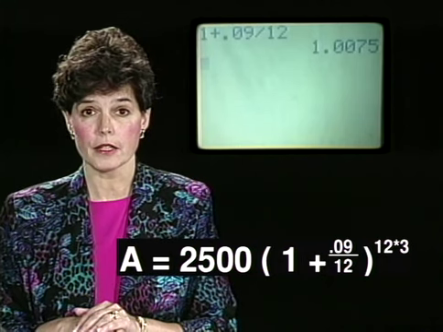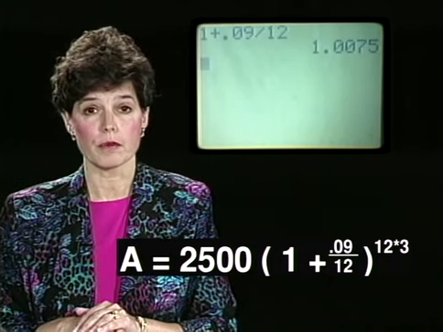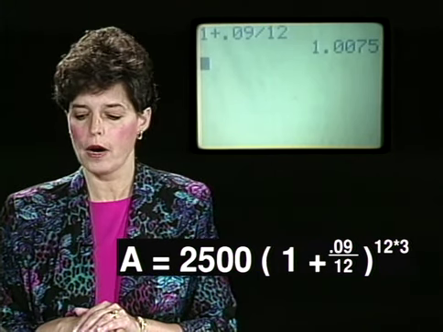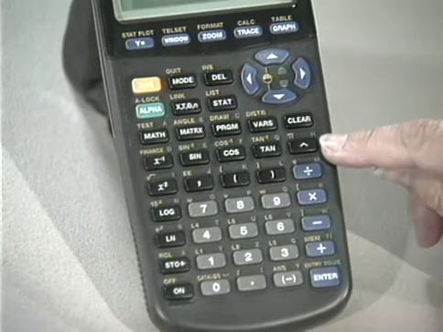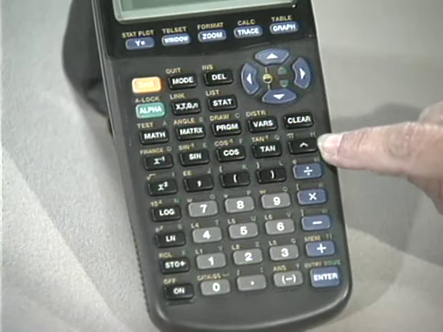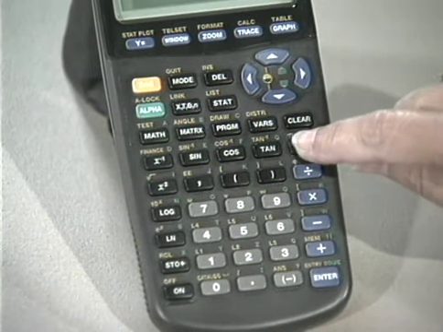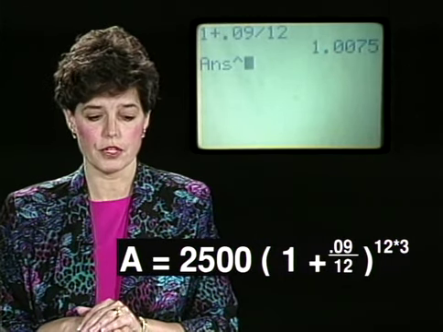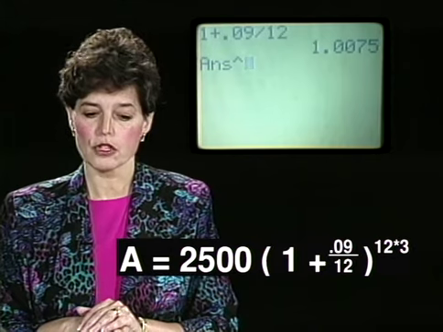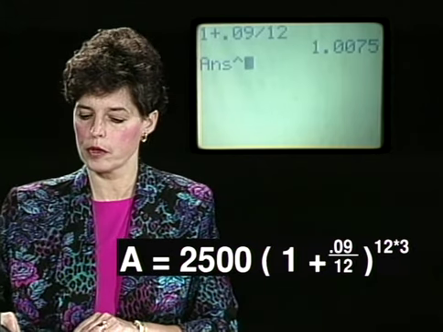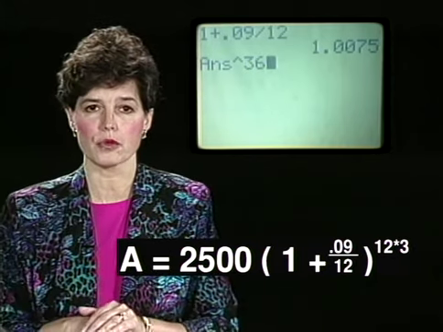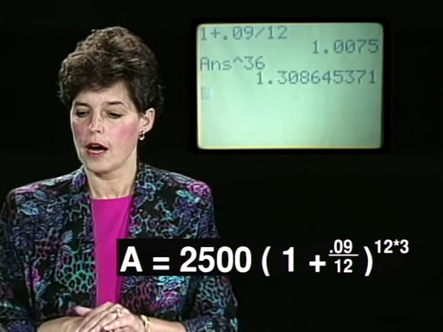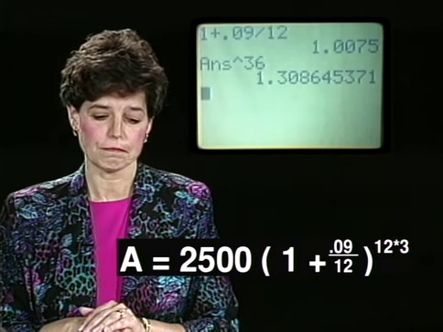Next I'm going to take this to the power of 12 times 3, which is actually 36. In order to take something to a power, I use this power key located over here on the right, the black button right under clear. And it says that I'm going to take my previous answer to some power. Now since 12 times 3 is 36, I'm just going to punch in 36 now and not mess with that 12 times 3. Pressing enter, I have another level of my problem.